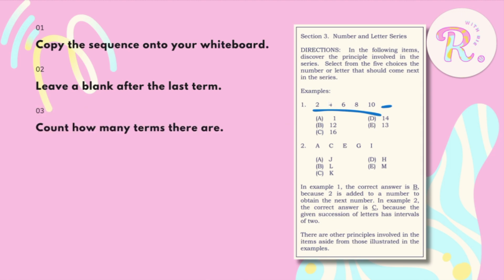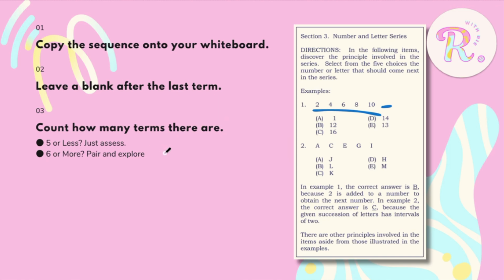Count how many terms there are. So this is the hack that I've been talking about. You do not need to find the pattern for every single term. There's a shortcut for that. And in this one, there are 1, 2, 3, 4, 5 terms. Keep in mind, 5 terms. Do not include the missing term, just the terms presented.